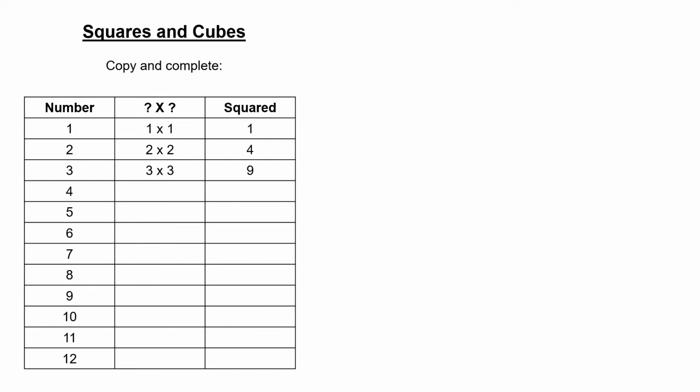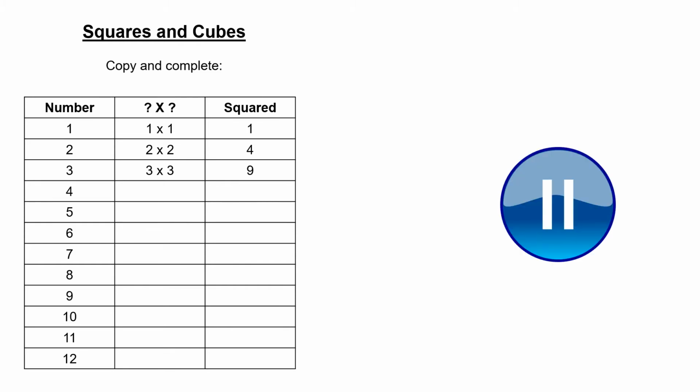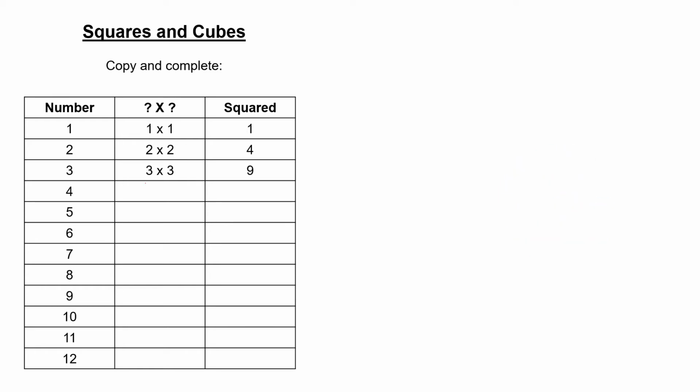So what I want you to do here is to pause the video and complete the table of square numbers. So 4 times 4, or 4 squared, is 16. 5 squared is 25. 6 squared is 36. 7 squared is 49. 8 squared is 64. 9 squared is 81. And 10 squared is 100. 11 squared is 121. And 12 squared is 144.